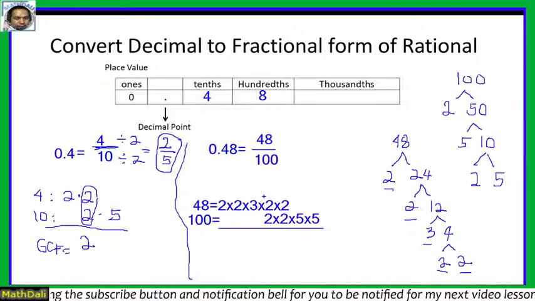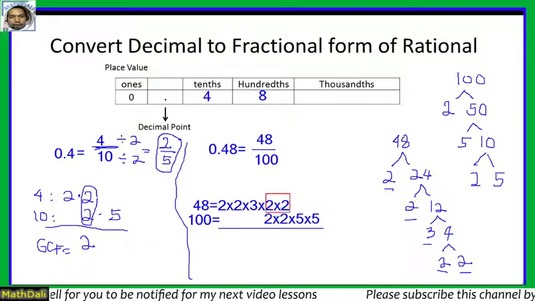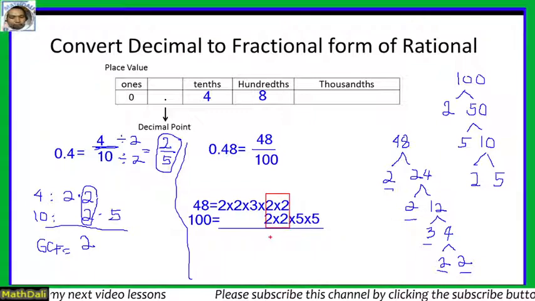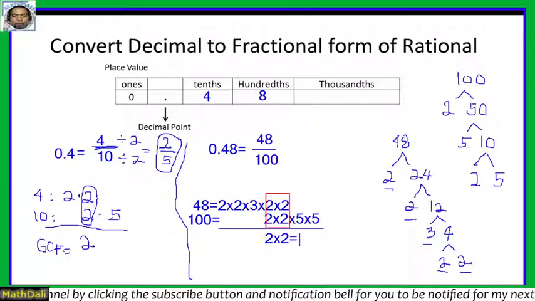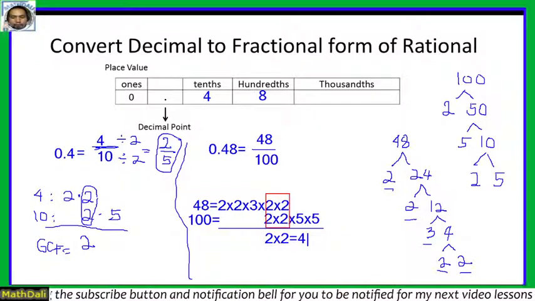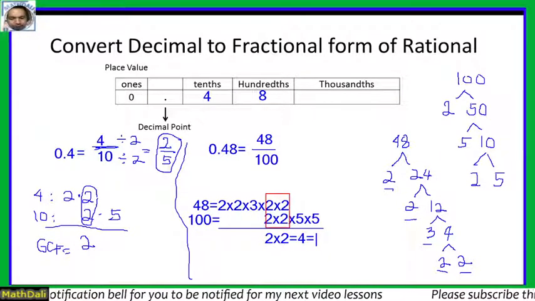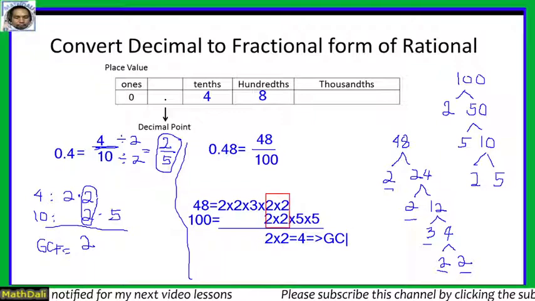Then, yan. Ang common dito na prime factor ay yung 2 multiplied by 2. Ayan yung common na prime factors. So, ilagay natin yan sa ilalim. That is 2 multiplied by 2, and that is equal to 4. At yan na yung ating tinatawag na GCF. Ayan, that is what we call the greatest common factor.